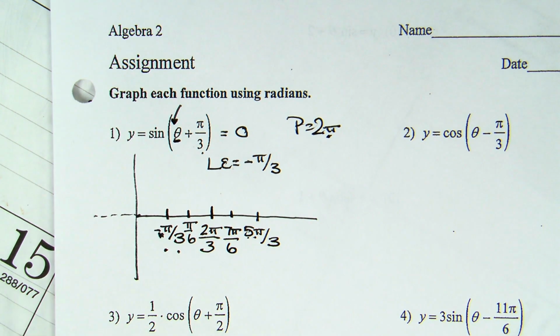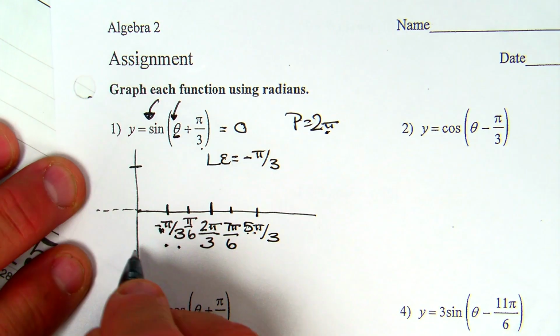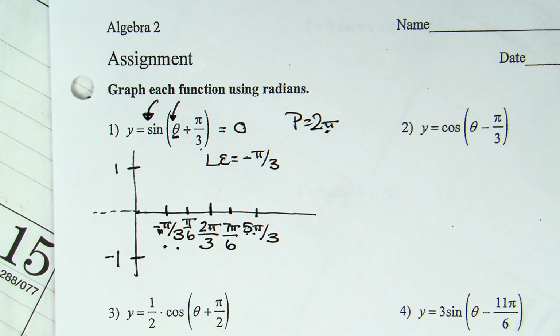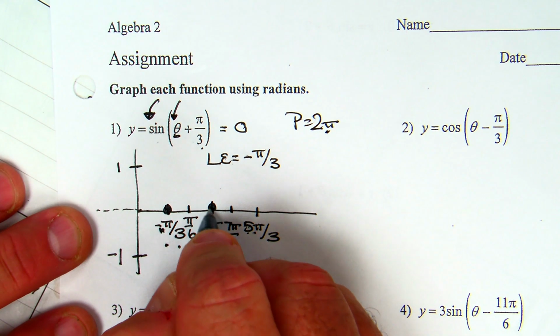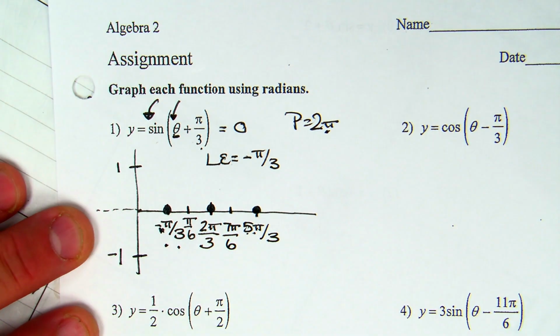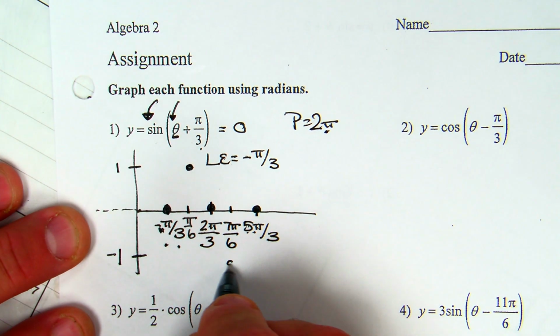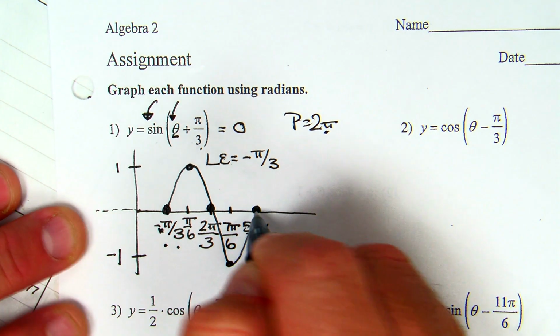Alright? Now, the amplitude is 1. There's no number in front. So that's my 1 and my negative 1. It's a sine graph, so sine starts at 0, midway is 0, ends at 0. There's no negative involved, so my first quarter point's at the max, third quarter point's at the min, and I have that.